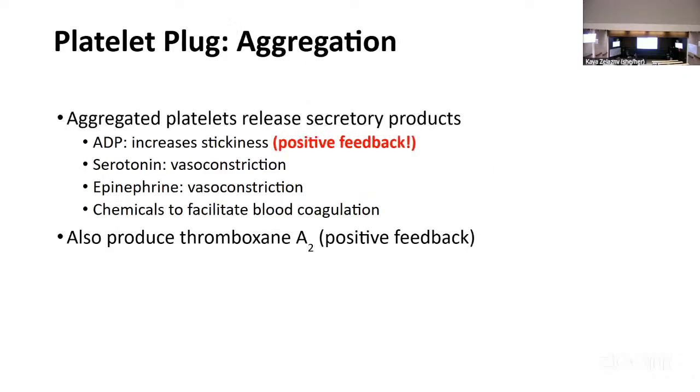Okay. So we got a cut. We expose the subendothelium, and specifically it's collagen. Von Willebrand factor binds in there, and then platelets start to adhere to that spot where we've got the von Willebrand factor. Then our next step is making this platelet plug bigger through the process that we refer to as aggregation. Aggregation is just a fancy word for grouping them together. So our platelets are aggregating together, clumping up, and that clump of platelets starts to release secretory products.